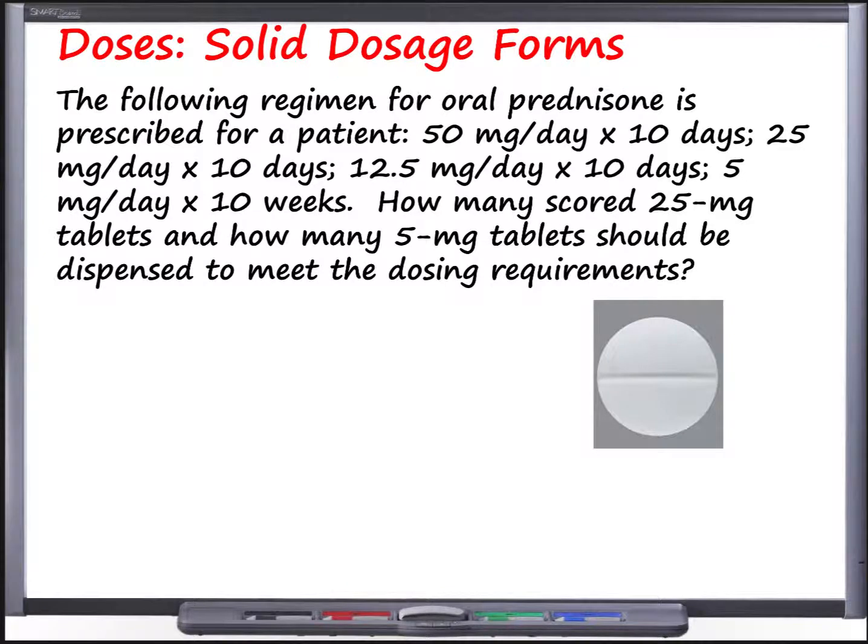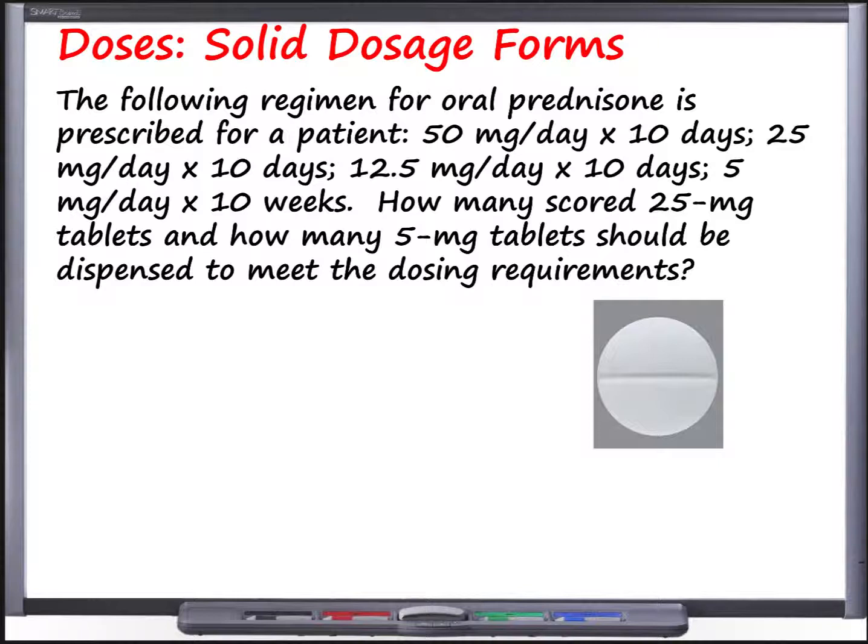The first example deals with solid dosage forms, such as tablets and capsules, and it deals with a prescription for prednisone. A little bit of background: prednisone is similar to cortisol, which is a hormone made naturally by our adrenal glands. If you have to take prednisone for more than a few weeks, your adrenal glands tend to decrease their natural cortisol production. Therefore, a gradual reduction in prednisone dosage gives your adrenal glands time to resume their normal function.